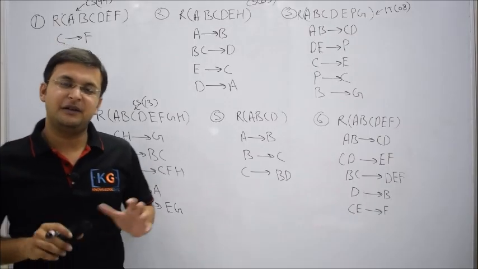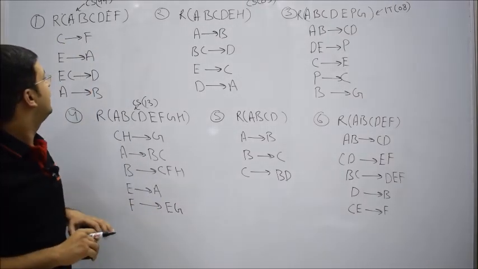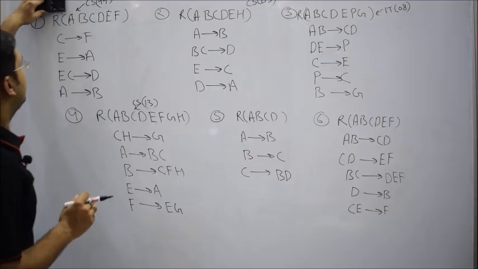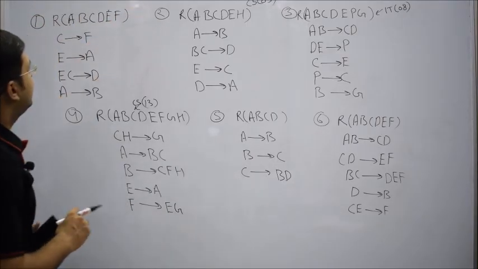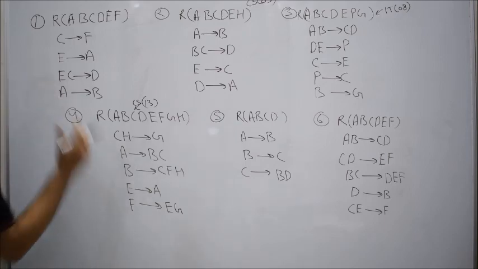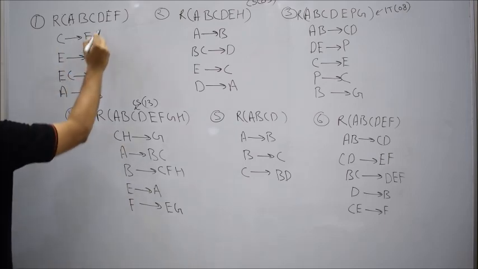Okay friends, so now let's try to solve these questions. This question was asked in 1999 and they have already asked to identify the candidate keys, but we'll solve both. First we identify the candidate key and then using the candidate key we'll identify the normal form. Now let me check the dependency. First dependency is from C to F.